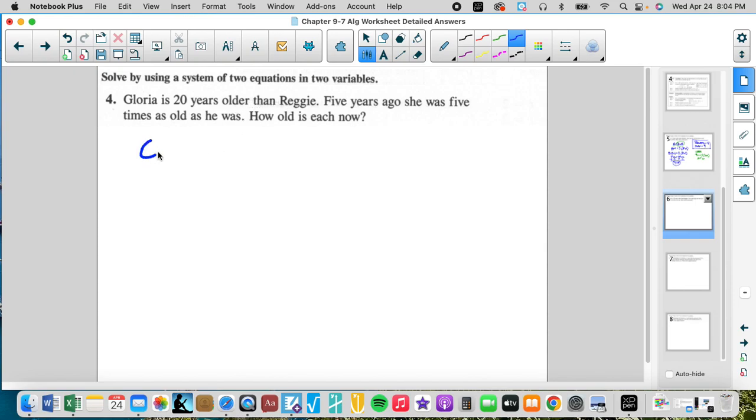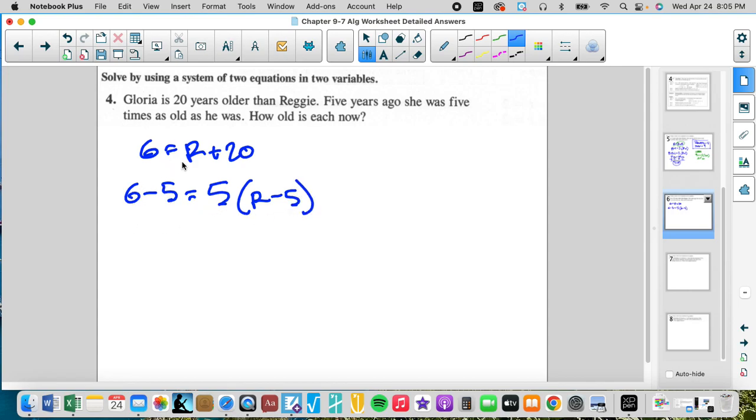Gloria is 20 years older than Reggie. So if we add 20 years to Reggie, we'll get Gloria's age. 5 years ago, she was 5 times as old as he was. So 5 years ago, if you subtract 5 years from Gloria's age, she was 5 times as old as he was. So if we have Reg minus 5, because that's 5 years ago.